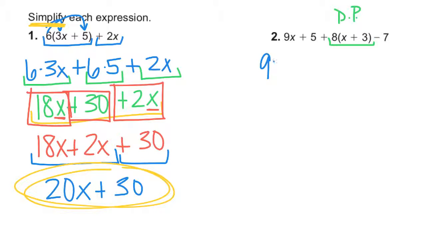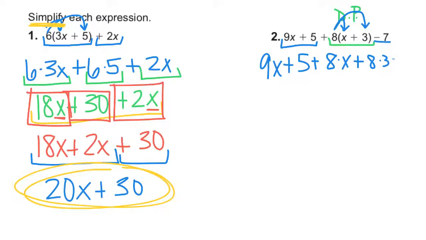So we're going to rewrite the first part, and we're going to have 9x plus 5 plus, and now 8 times x, because that's sharing the 8 into the parentheses, plus, share the 8 with the 3, 8 times 3, and then bring along the last little bit of the minus 7.